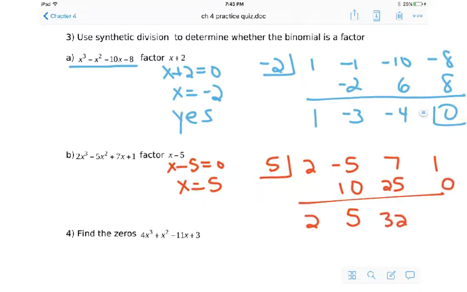Let's see, 160. 5 times 2 is 10, and 5 times 3 is, yeah, it's 100. And then this is 161. Since the remainder is not 0, this is not a binomial factor. As a matter of fact, if you were to graph this in your calculator, the graph does not cross the x-axis at x equals 5.